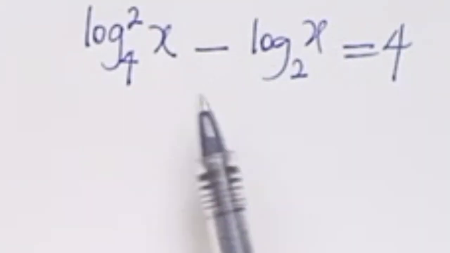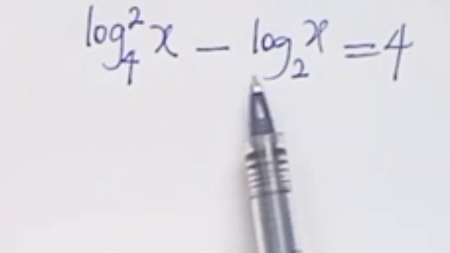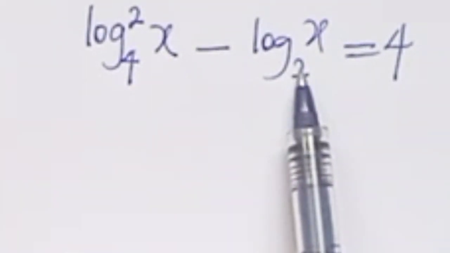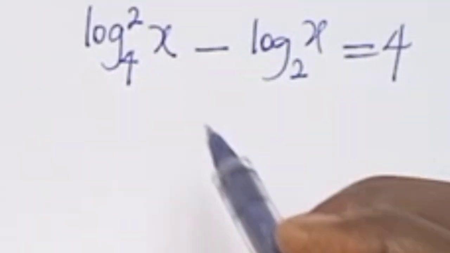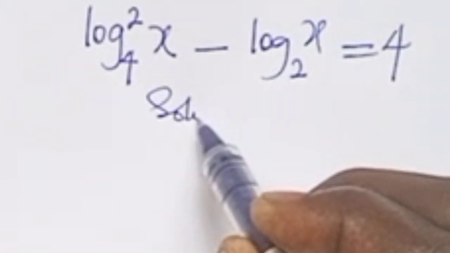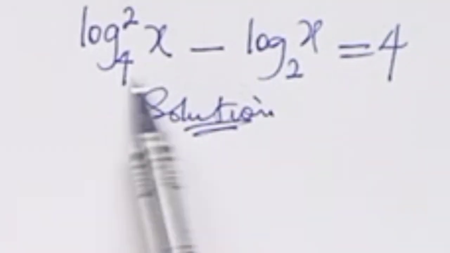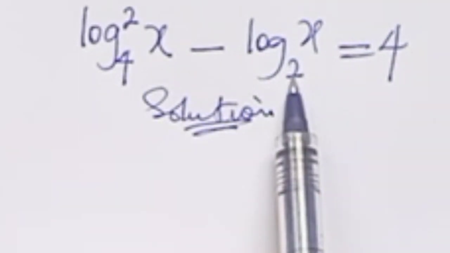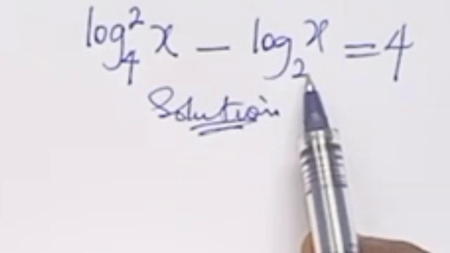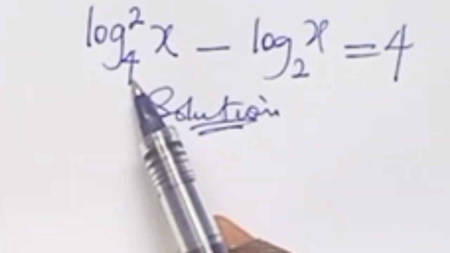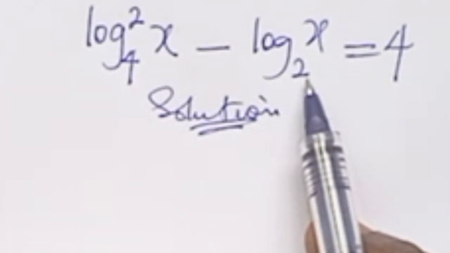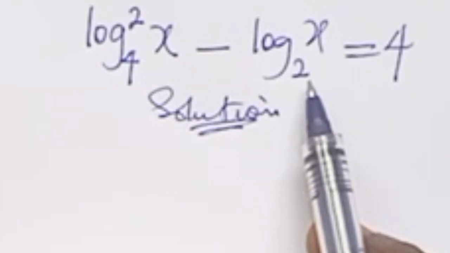Hello everyone, this is a very beautiful logarithmic equation and here we are to look for the value of x, which is the unknown. So we will solve together. Solution. You can closely see that they are of different base. So we're going to change it to the same base, either base 4 to base 2 or base 2 to base 4. Whichever way is fine. We arrive at the same answer.